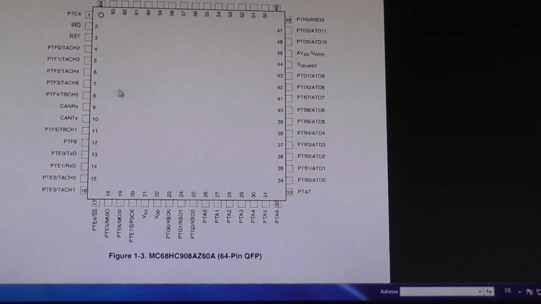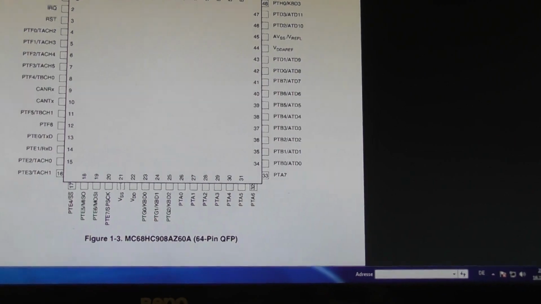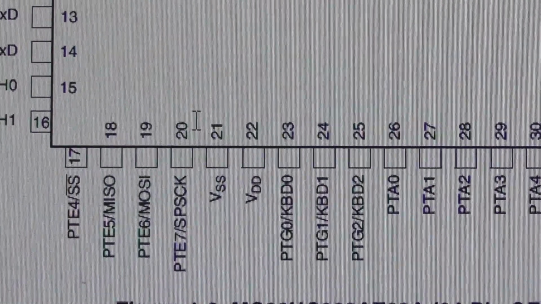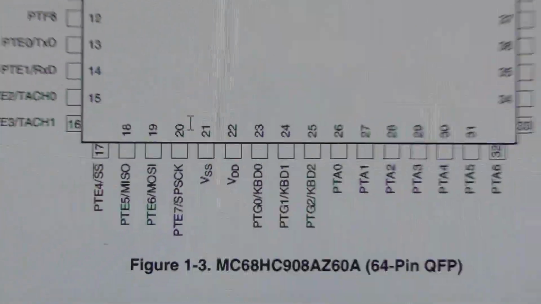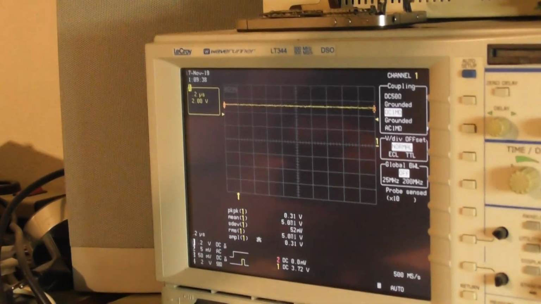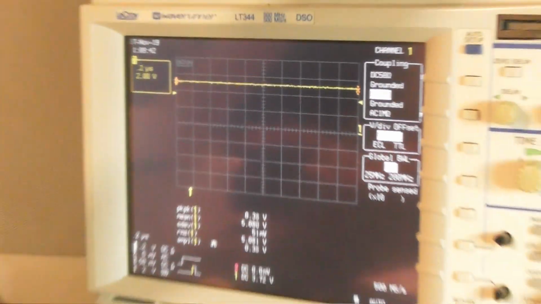First, anyways, check the power again. Pin 21, VSS, sorry, this is ground. Pin 22 is VDD. Check for nice and smooth power on this pin. Nice and smooth, 5 volts, nothing wrong there. Now go for the reset pin.